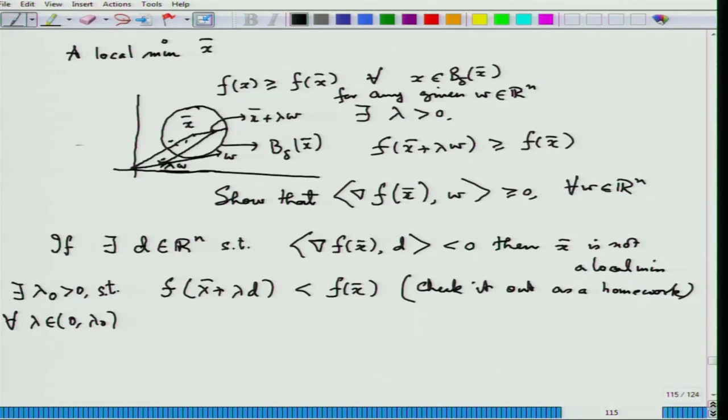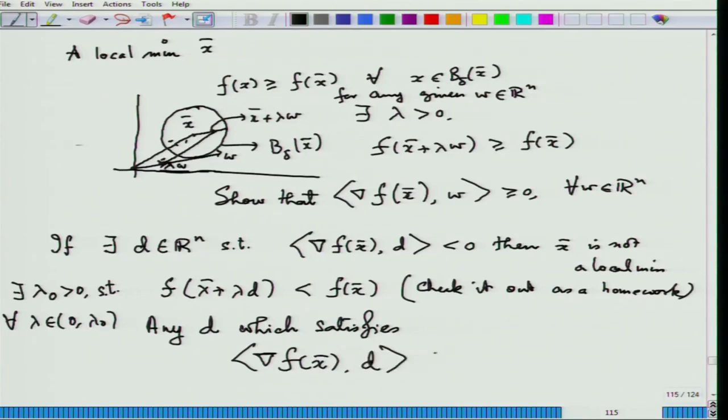Now, if I have done this, which means what? That I have gone to a point in Rn which is x bar plus lambda d. I have moved along the direction d from x bar and there is a lambda for which I will get a point such that the functional value is strictly less than the functional value here. So, even if I do not have a local minima at x bar, I am trying to move in a direction so that my function value decreases. So, any d which satisfies grad f x bar d strictly less than 0 is called a direction of descent.